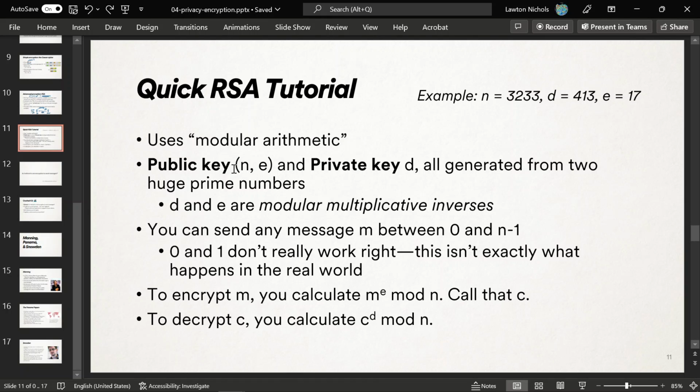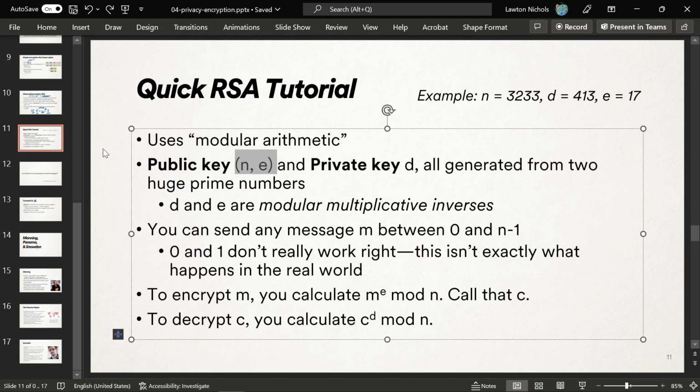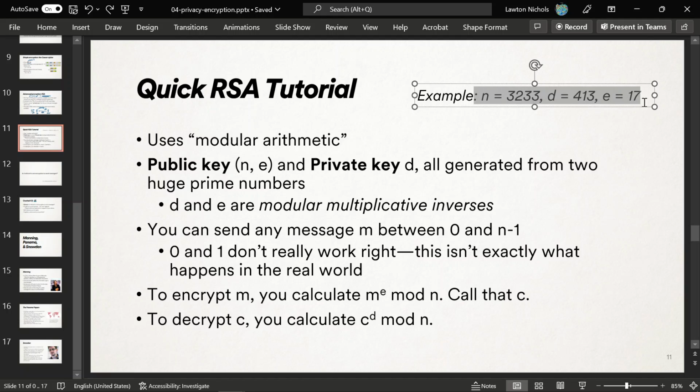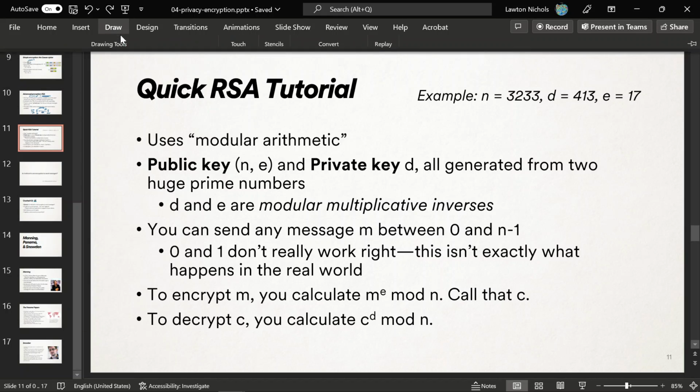And your public key that you give to other people is secretly really two numbers. It's a number n and a number e, that we'll get into in a second. And then your private key is just one single number d, okay? All three of those, n, e, and d, are generated from two giant prime numbers that are hard to figure out. And d and e are called modular multiplicative inverses for a reason that will make sense in a second. And here are small versions, a very easily hackable public key and private key, but good for discussion. Usually these numbers are over 100 digits long.